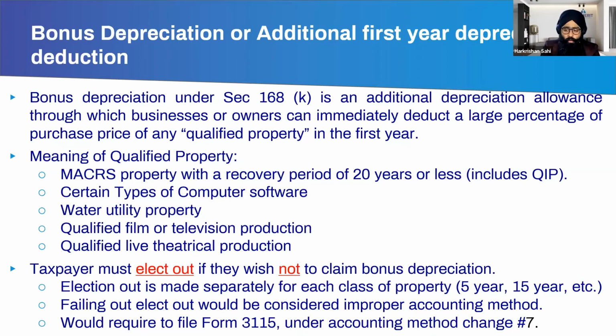So, which property qualifies for bonus depreciation? MACRS property with a recovery period of 20 years or less, certain types of computer software, water utility property, qualified film or television production, and qualified live theatrical production.